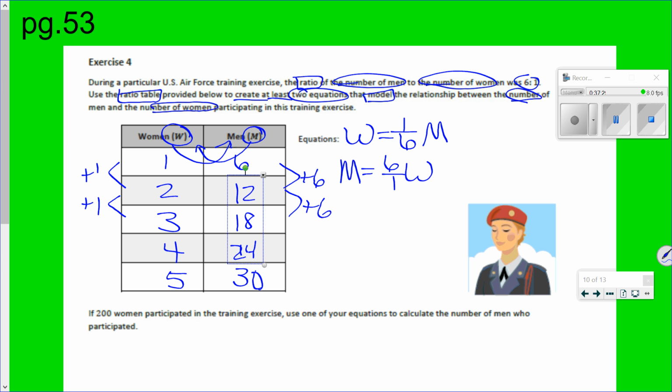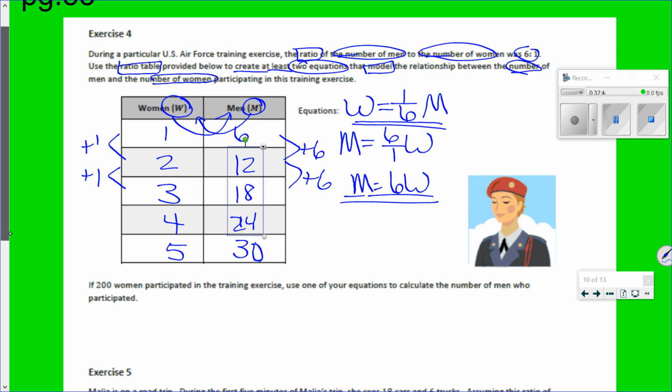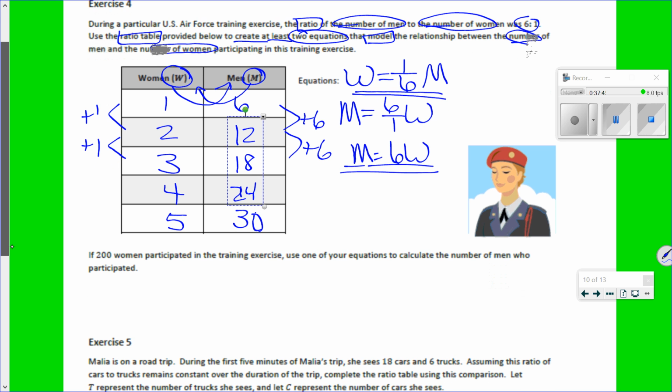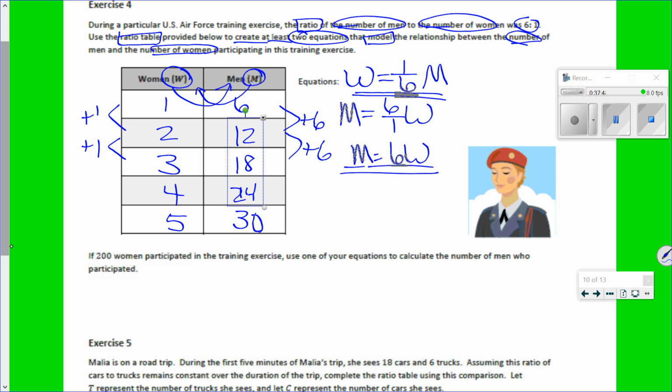That one, however, is not in simplest form. We can take 6 over 1 and just make that 6. So M equals 6W. So at this point, we have 2 equations. Remember, the equations are a mathematical sentence, so we have technically answered our question with our sentence. So hopefully that one, I didn't go too fast. You guys can follow along and understand what we did on that.